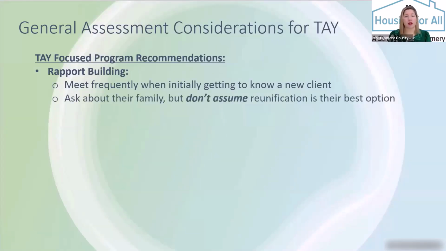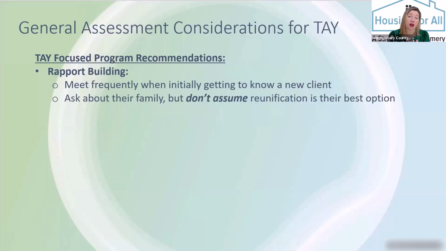You want to ask about their family, but don't assume reunification is the best option. So people left their household for a reason, and you need to understand what that is. It could be there was a misunderstanding between the parents and the youth, and there's a way that staff can bridge that gap. That's a barrier to coexistence, right?